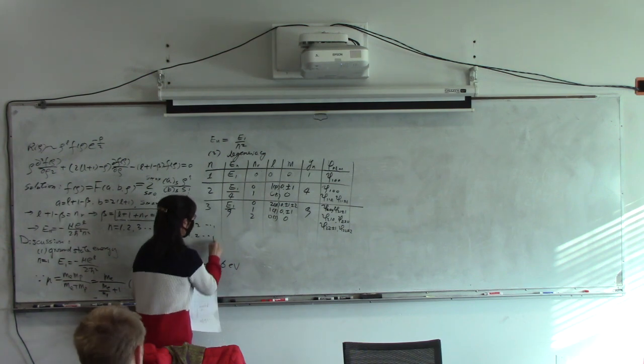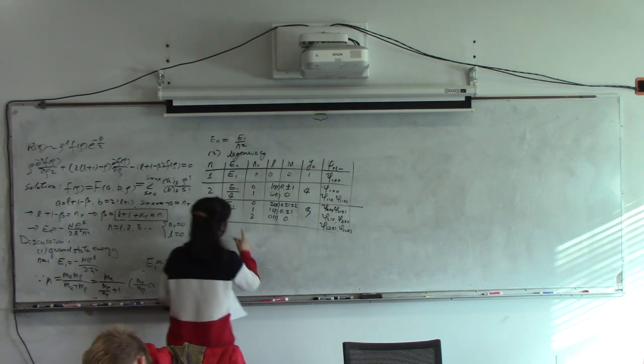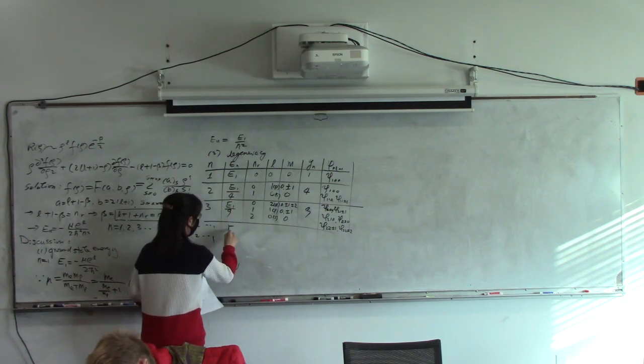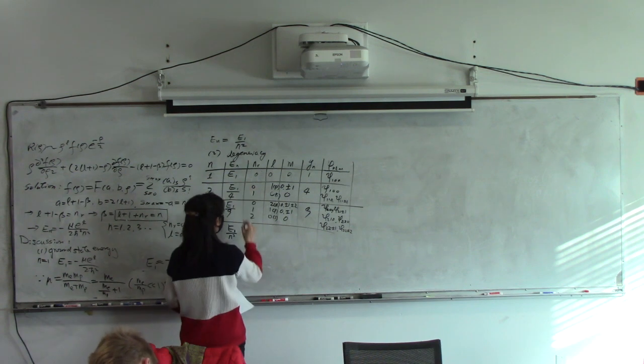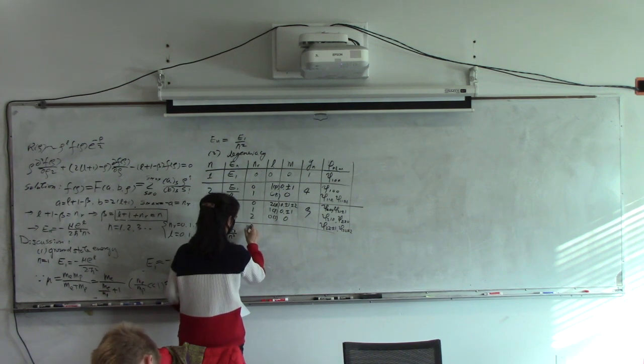Okay, then keep going. You will see here, for n equal to n, right? The energy is E1 over n squared. Then n_r goes from 0, 1, 2, until n minus 1, right?